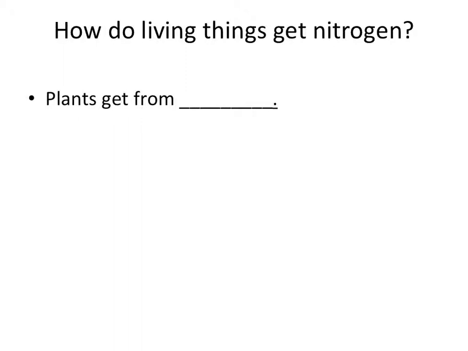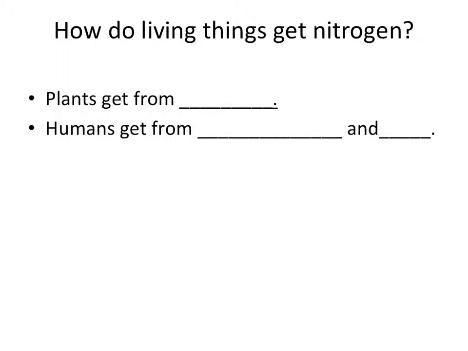Make sure you bullet it because it's telling you that one of the living things are plants, and plants get it from, and then you're going to be able to fill that in. And notice that's blank, so that's what you're going to be looking for. You're going to need to know how plants get nitrogen. What's another living thing? Animals. So humans are a type of animal, get it from, and you're going to be able to fill that information in. Get it from, yes, the typo on my part, so make sure you fix yours.